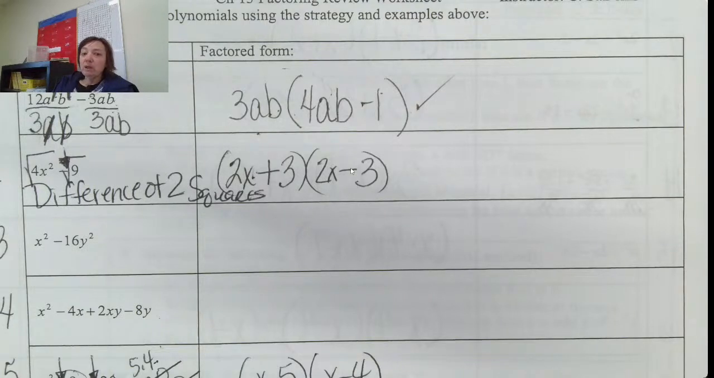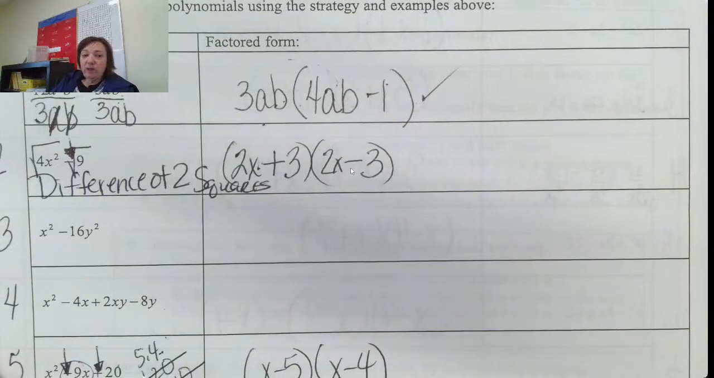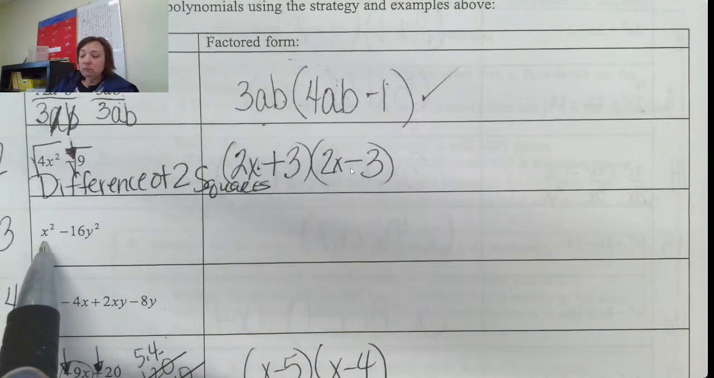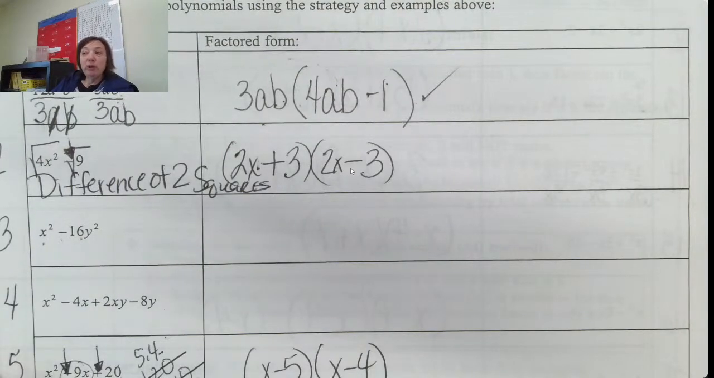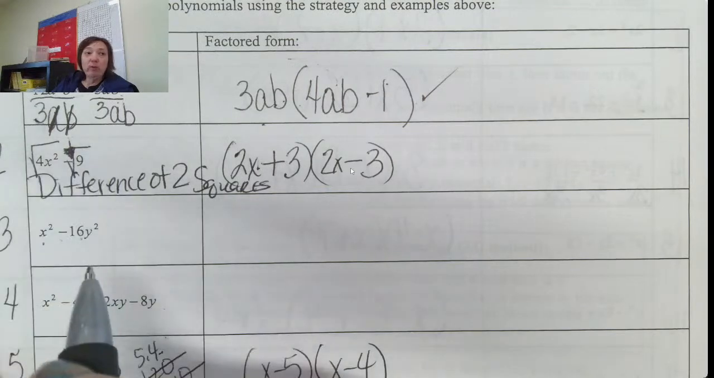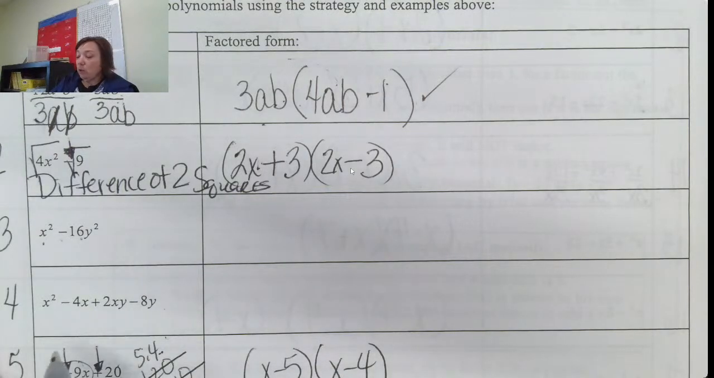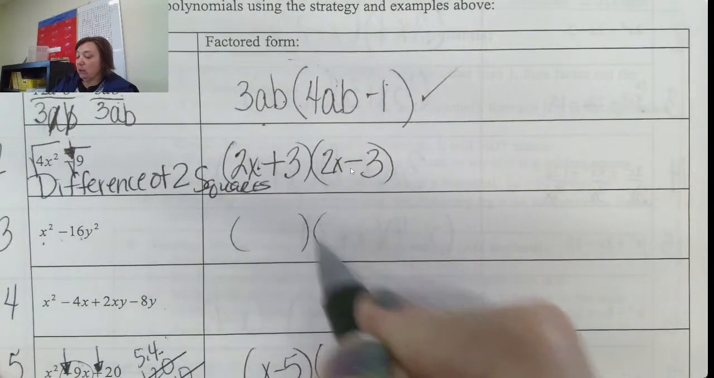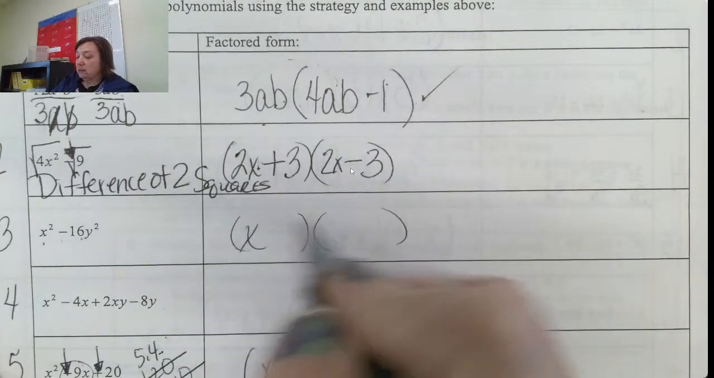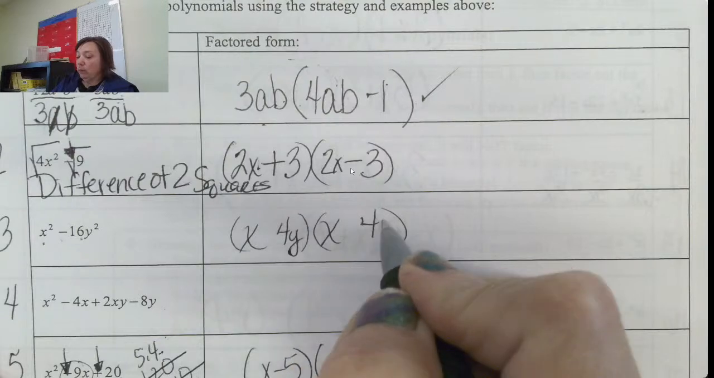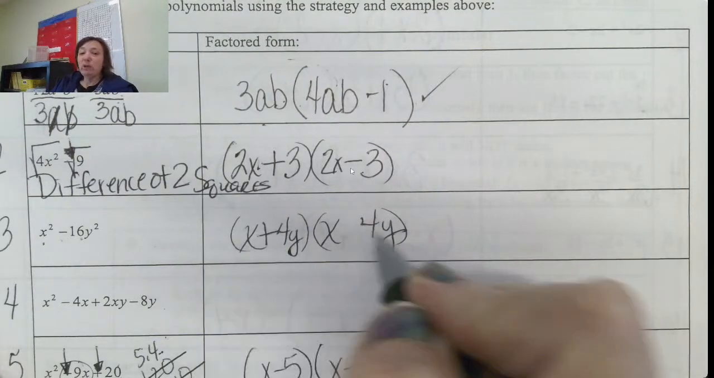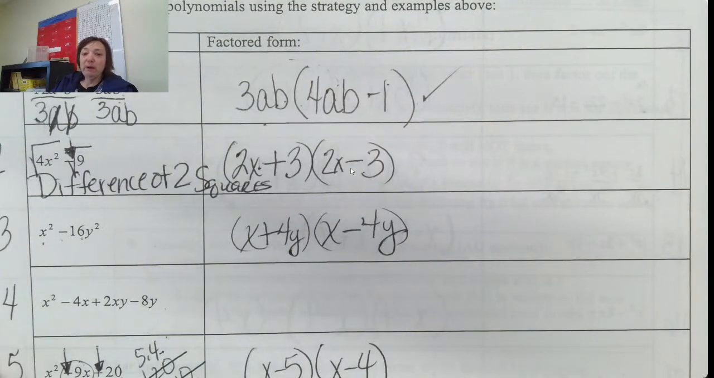Okay? So like if you look at number 3, that's a perfect square. That's a perfect square. There's a minus in the middle. We do have two different variables, but they're still both perfect squares, right? So to factor that, we can do x and x, 4y and 4y, one plus, one minus. And it doesn't matter which one you put the plus and which one you put the minus. It doesn't make any difference.